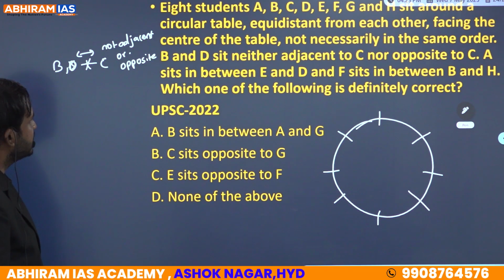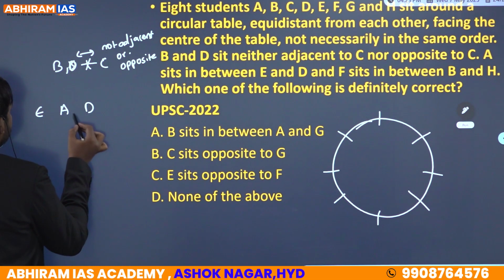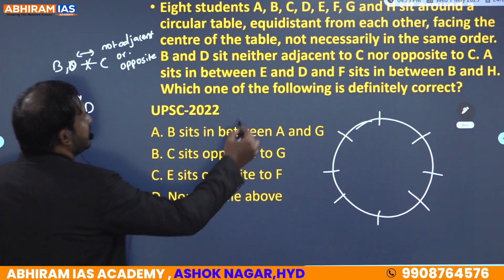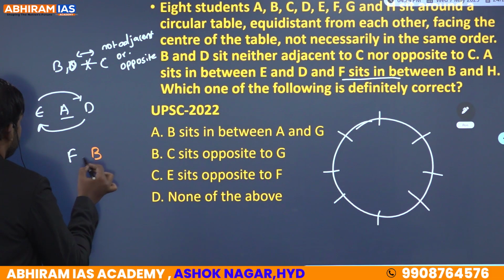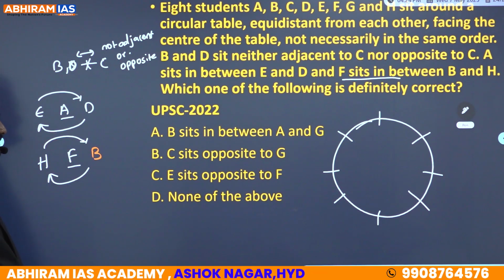Next, A sits in between E and D. A will sit between E and D. F sits between B and H. F will sit between B and H. These two can be interchanged.